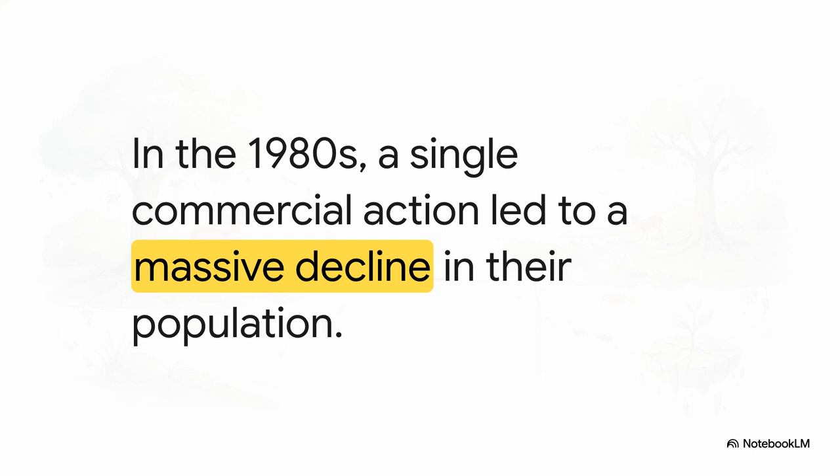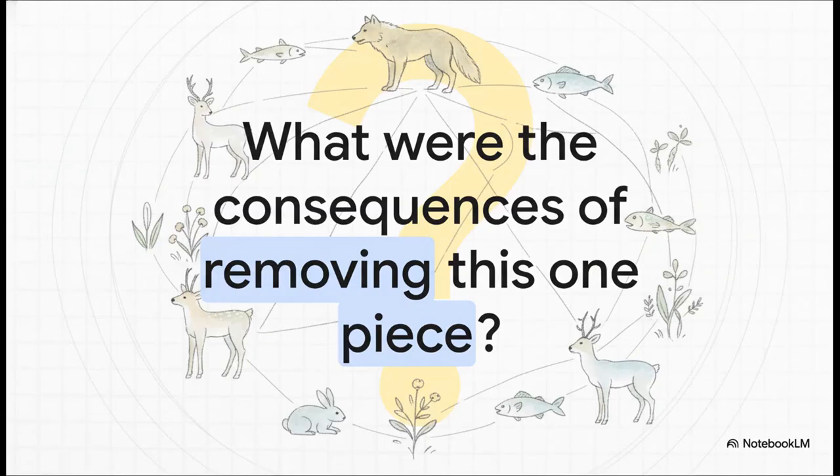But back in the 1980s, these frogs became a really popular food export. And because of that one single commercial demand, people started harvesting them on a massive scale. And their populations just plummeted. So after everything we've just talked about with food webs and connections, what do you think happened next? What were the consequences when this key predator was basically yanked out of the puzzle?